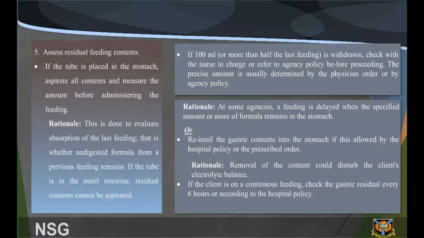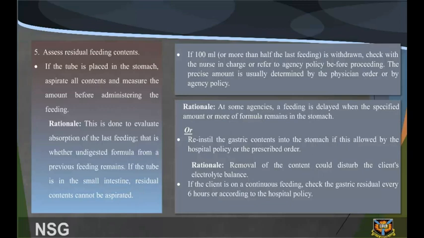5. Assess residual feeding content. If the tube is placed in the stomach, aspirate all contents and measure the amount before administering the feeding. Rationale: this is done to evaluate absorption of the last feeding, that is, whether undigested formula from a previous feeding remains. If the tube is in the small intestine, residual content cannot be aspirated.